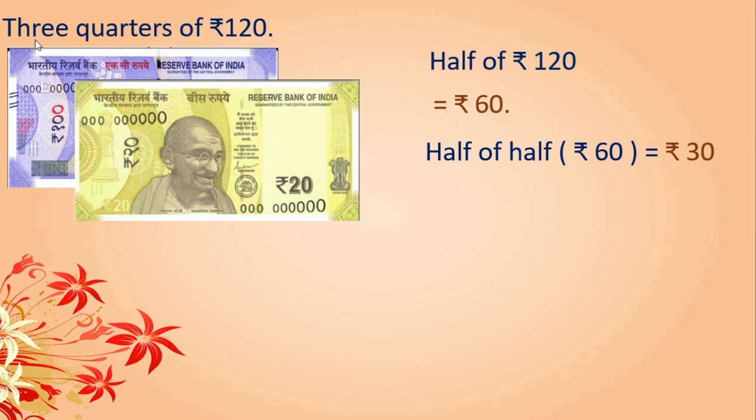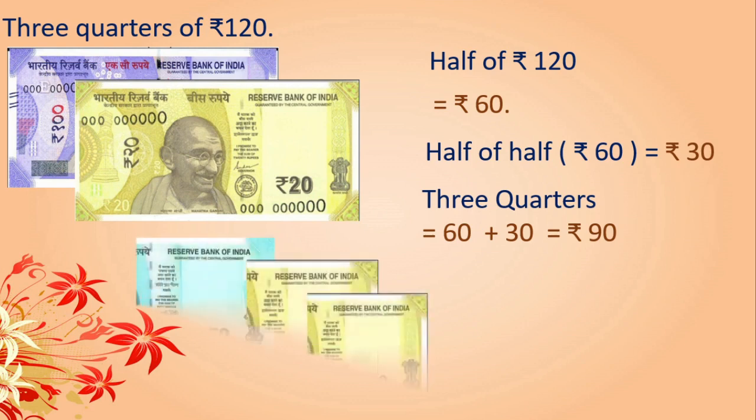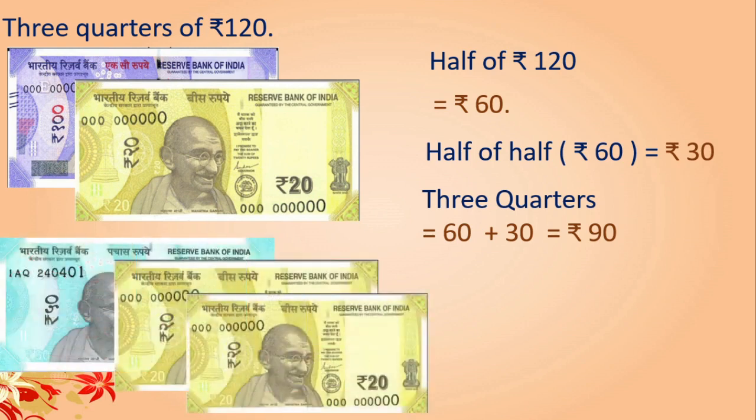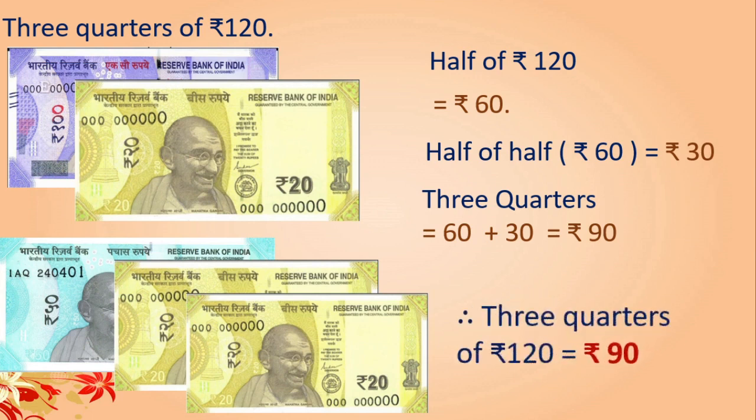Right? Now we want to find out 3/4. So what we will do? 3/4 is nothing but half plus a quarter. Like this also we can do. That is 60 plus 30. That is rupees 90. Right? We can see here 90 rupees. 50 plus 20 plus 20. Correct? 90. Like this we can write 3/4 of rupees 120 is equal to rupees 90. Got this?